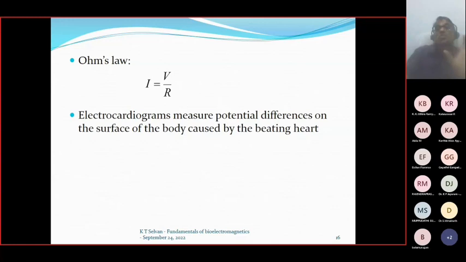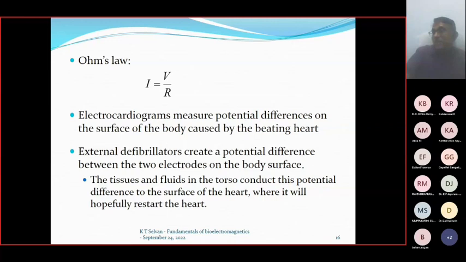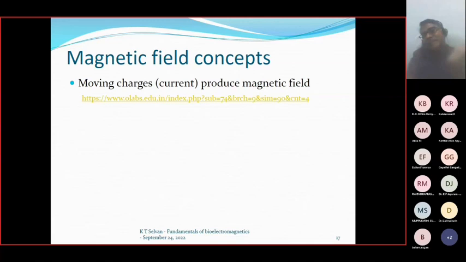And the external defibrillators, what do they do? They do the reverse. They create a potential difference between two electrodes on the body, which will be transmitted by the tissues and fluids in our body, so that the heart can hopefully be restarted, right? So these are the ideas. Now we will move on to magnetic field concepts.